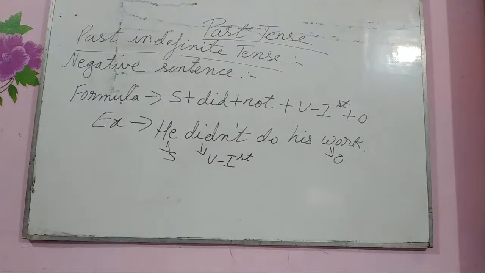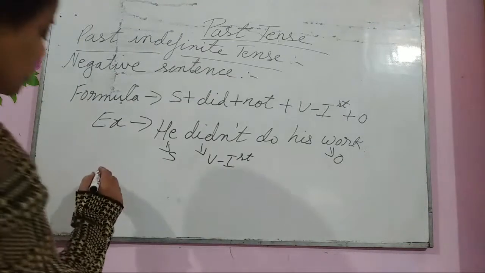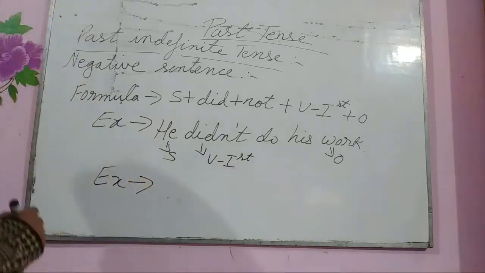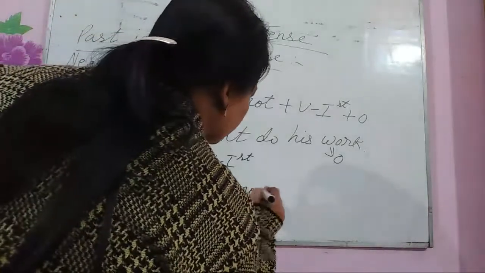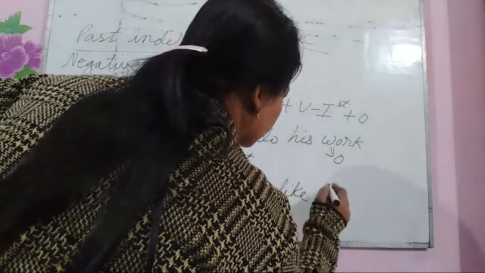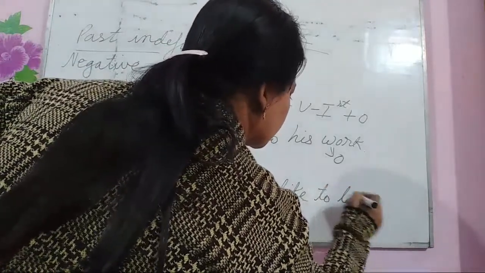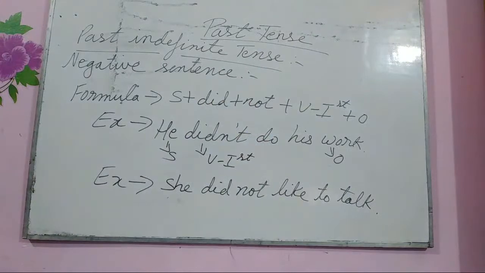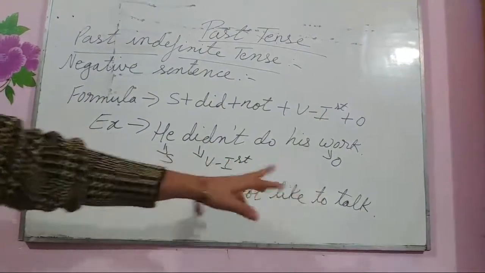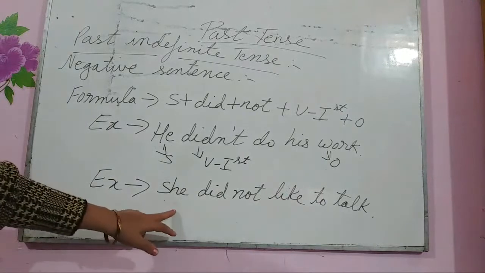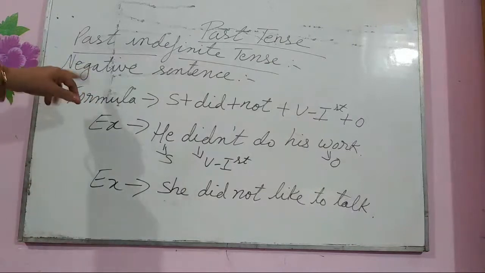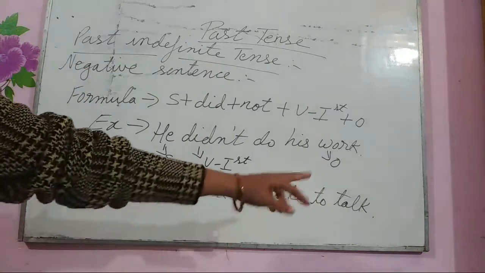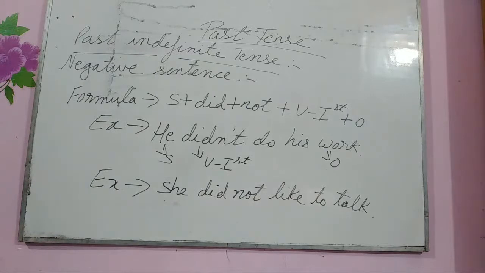Now let's see the other example of the same. The other example is she did not like to talk. So again here she is the subject, did is your verb of first form, and as it is not, a negative sentence is there, like to talk.